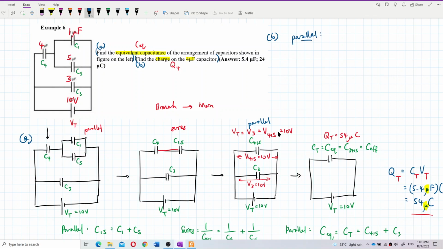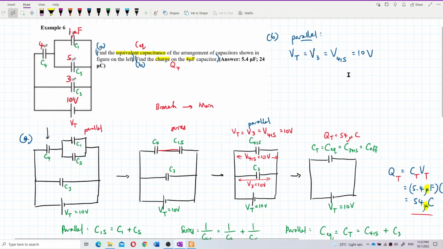Parallel. Okay, parallel. So in a parallel circuit, the V total is equal to V3, equal to V415. Just look here: V total equals V3 equals V415, which is 10 volts, because it is a parallel circuit.